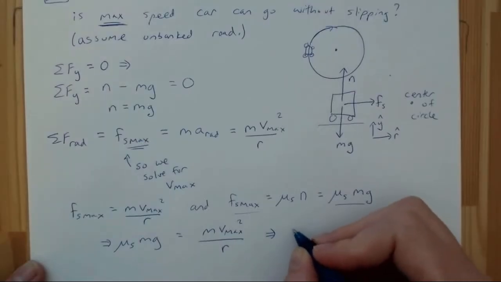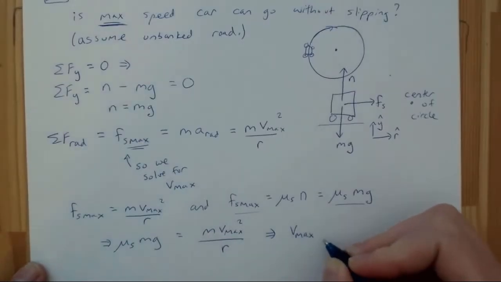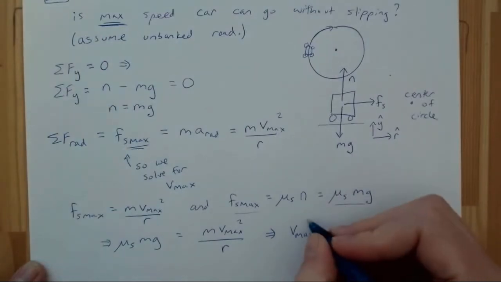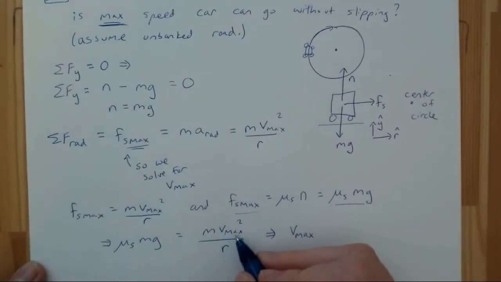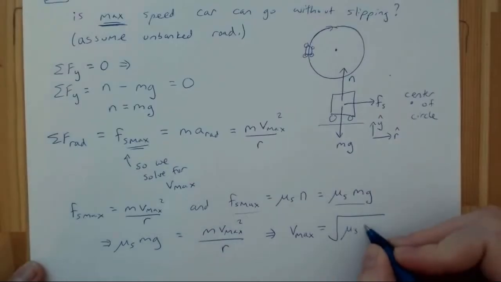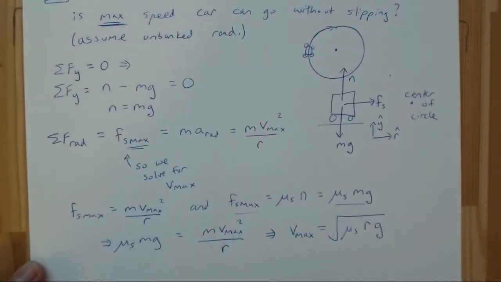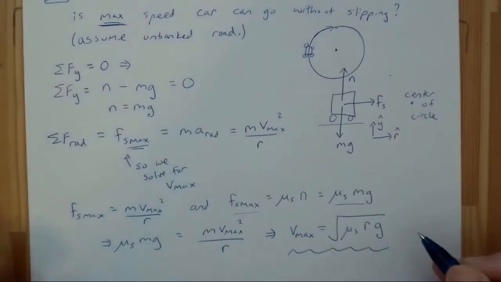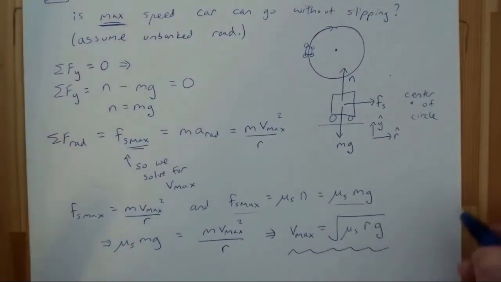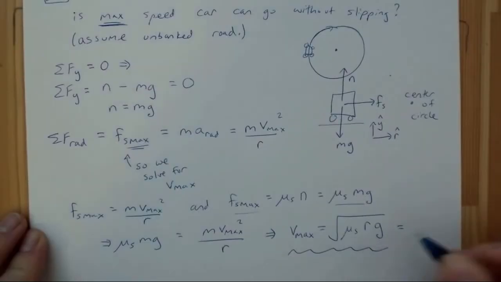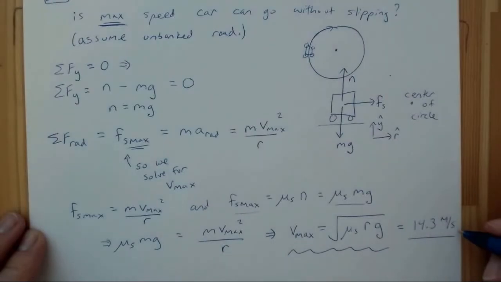Okay, so then that allows us to solve for v max, and we say that v max here is going to be equal to the square root of mu sub s times r times g. So at this point we have our result, and we want to just put in our values that were provided in the problem. When you plug in those values and use your calculator to solve, you'll find that the maximum speed for these particular specifications is 14.3 meters per second.